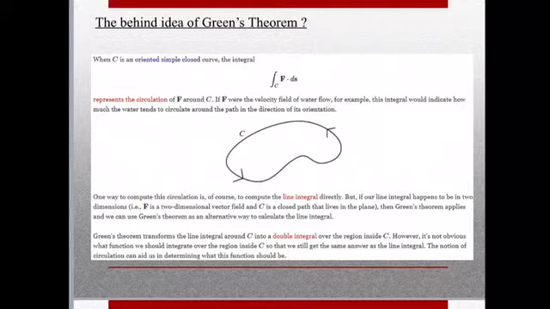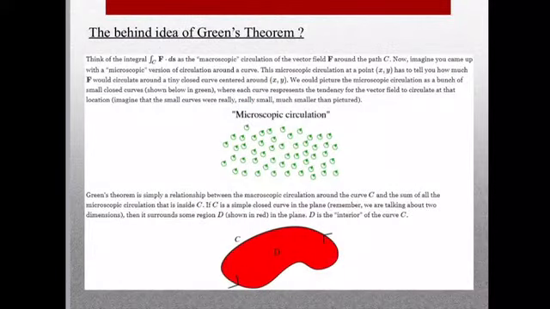However, it's not obvious what function we should integrate over the region inside C so that we still get the same answer as the line integral. The notion of circulation can aid us in determining what this function should be. Think of the integral of F as the macroscopic circulation of the vector field F around the path C.